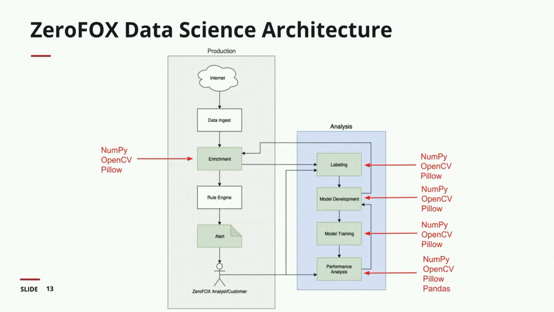So in terms of our machine learning models, we're obviously using NumPy, OpenCV, and Pillow. And then on the analysis side, we pretty much use all of these depending on the problem that we're working with. If it's a natural language processing problem, we're mainly using NumPy. If it is some kind of computer vision problem, then we're using OpenCV or Pillow.